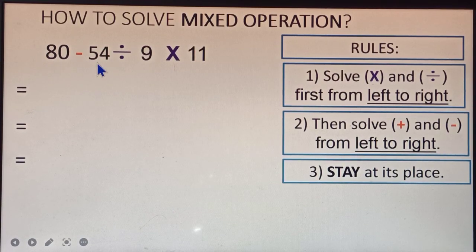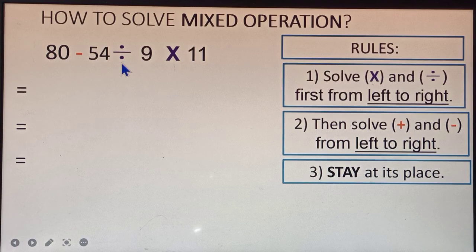80 minus 54 divided by 9 times 11. Now, in this number sentence, they have minus, divide, and multiply. So which operation do you think we solve first? Yang mana dulu kita selesaikan? Is it minus, or is it divide, or is it multiply?